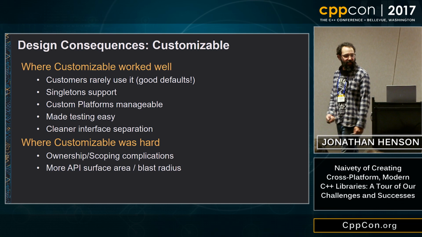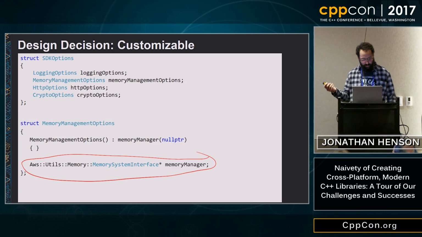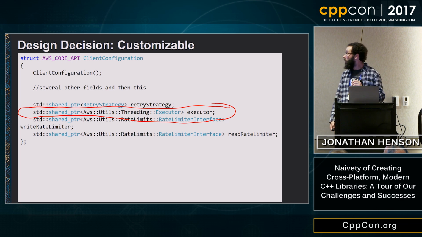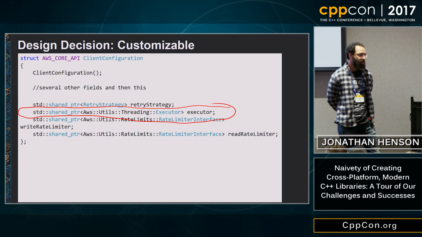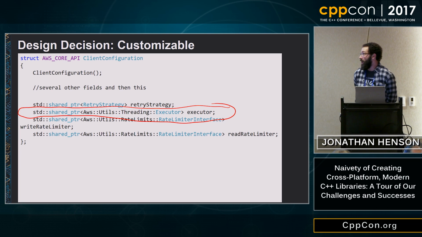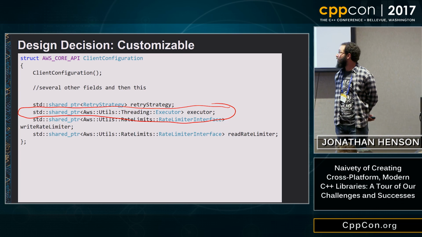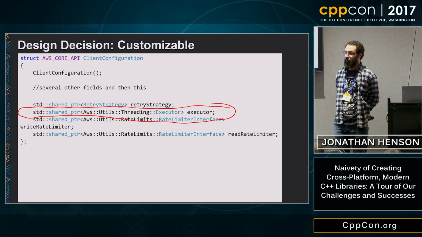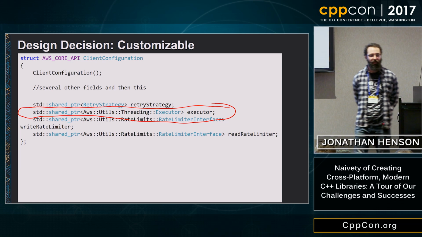Where this got really hard is ownership and scoping complications. And we'll go ahead and cover this now. So we take an instance of a shared pointer for executor to possibly the same instance to an S3 client, a DynamoDB client, an SQS client, go down the list. What's going to happen here when, say, one of those clients goes out of scope or gets deleted? And they're passing member functions to it.